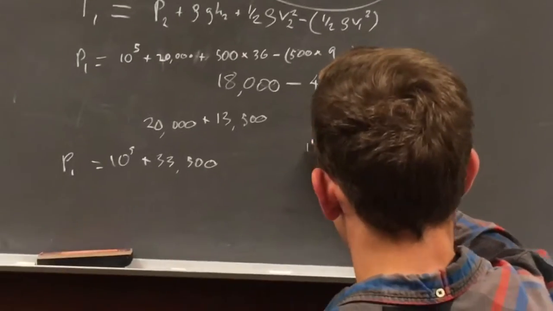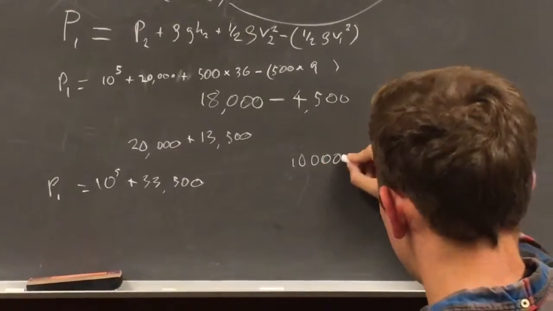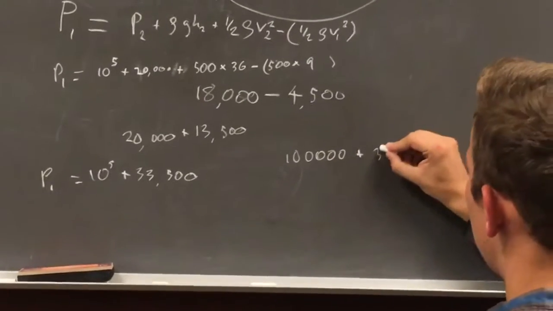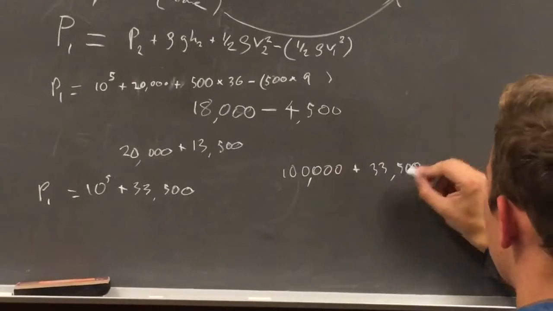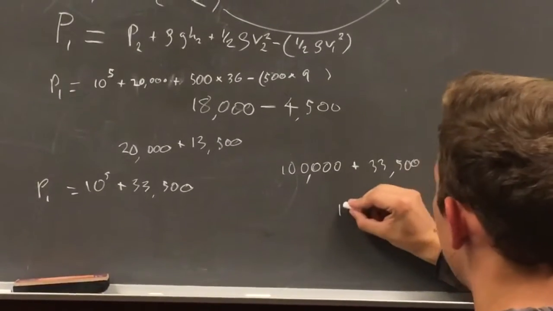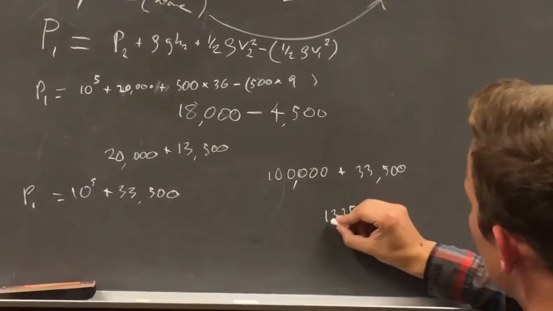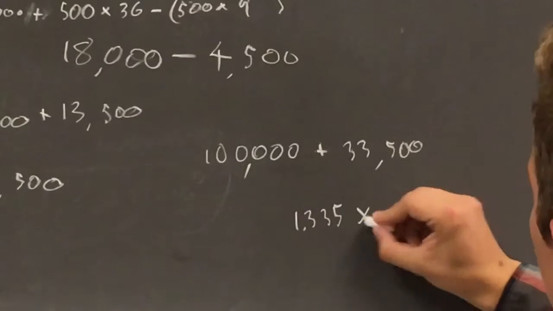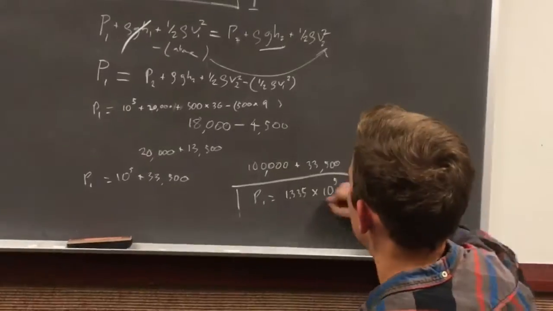Since we know that 10 to the 5th is just basically 10 with 4 extra zeros, there we go, plus this 33,500. We can just put this in here since there's 1, 2, 3, 4, 5. So now it's going to be 1, 3, 3, 5. So 1.335 times 10 to the 5th is what pressure 1 is equal to.